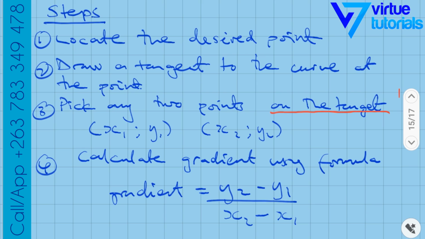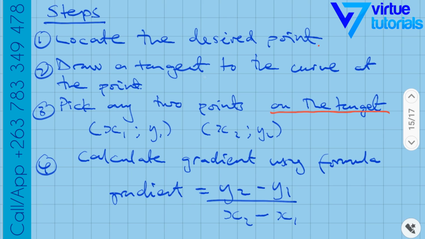So the first step is to locate the desired point. Whenever you're asked to find the gradient of a curve, you're told to find it at a particular point. They might say find the gradient at x is equal to -1, at x is equal to 2, at x is equal to 3, at x is equal to 4, at x is equal to 5. Wherever they tell you to find the gradient, that's the desired point. You need to locate that point on the curve. That's your first step: identify for which point on the curve am I looking for gradient.